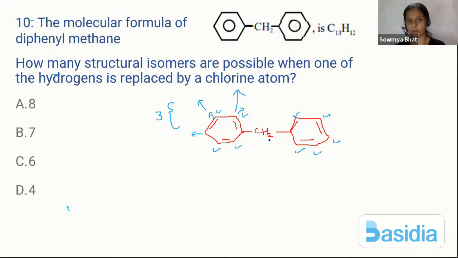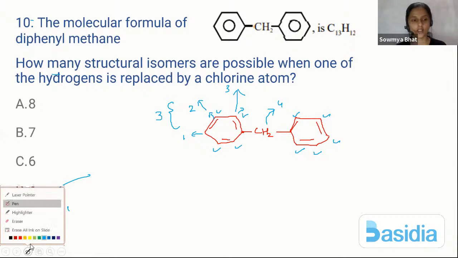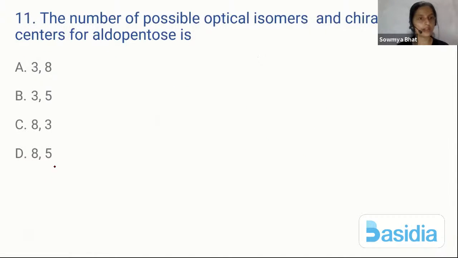And the other option would be to replace 1 hydrogen from here, and you can get 1 more. So the possible structures are 1, 2, 3, and 4. So the correct answer would be option D. Let's move to the next question. Hope I cleared the doubt.